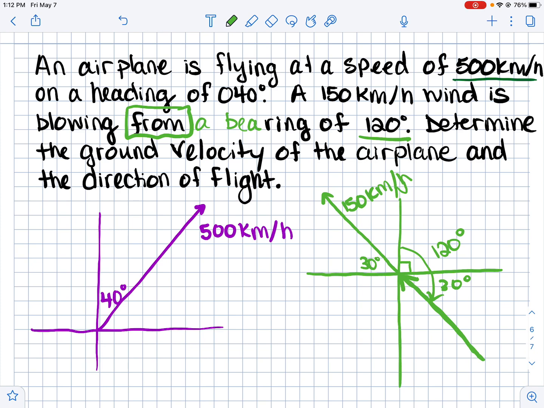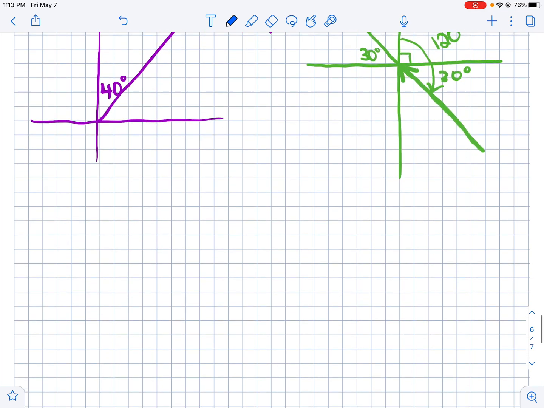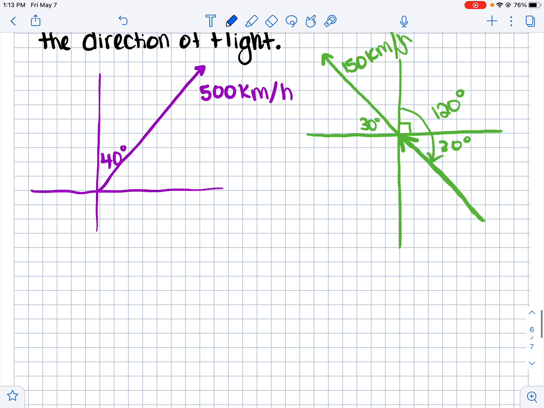And it's going to slow it down a little bit. So let's add these vectors together to find out what the ground velocity of the airplane is. So we're going to add the velocity of the airplane and the wind and figure out what the ground velocity of the airplane is. Okay, so I'm going to put these vectors head to tail.